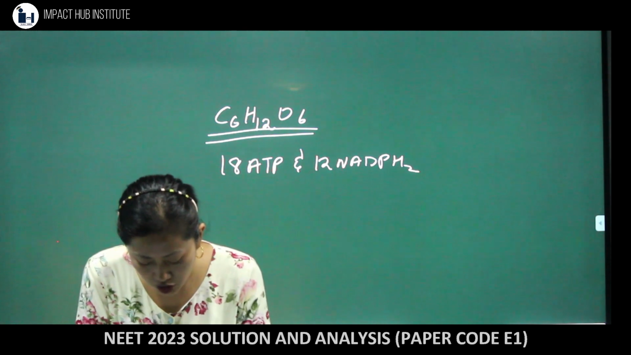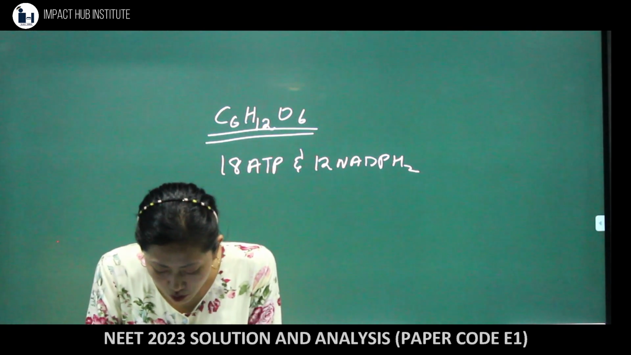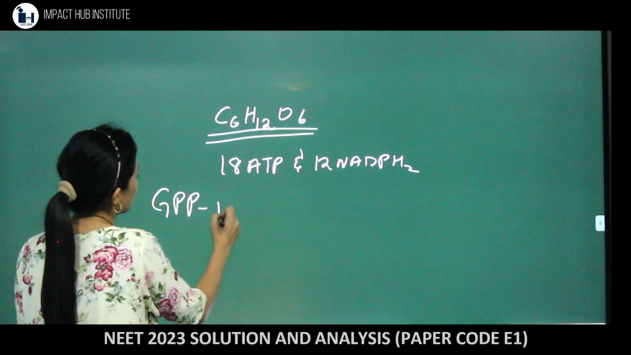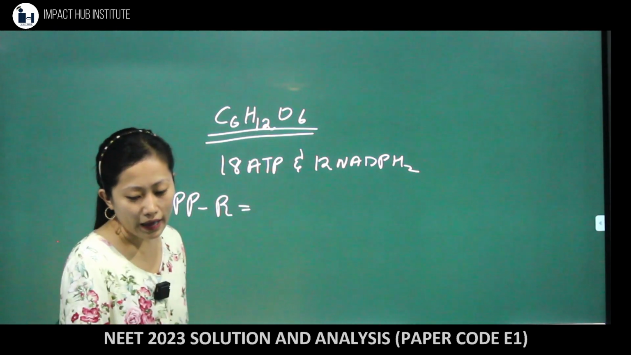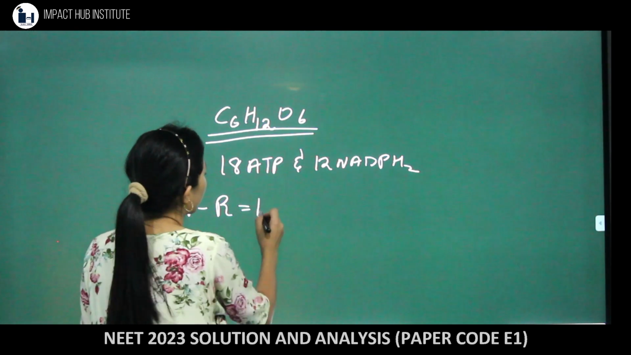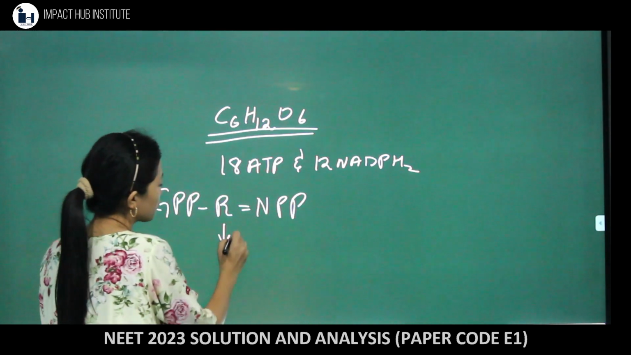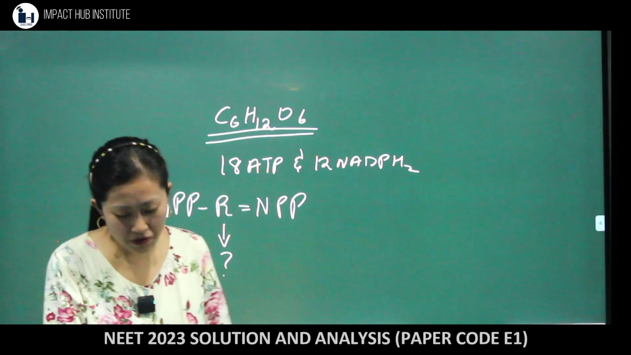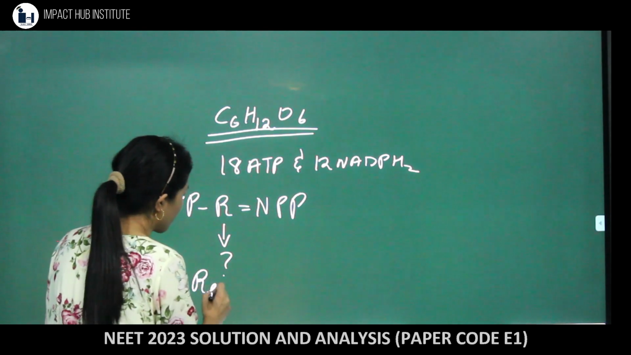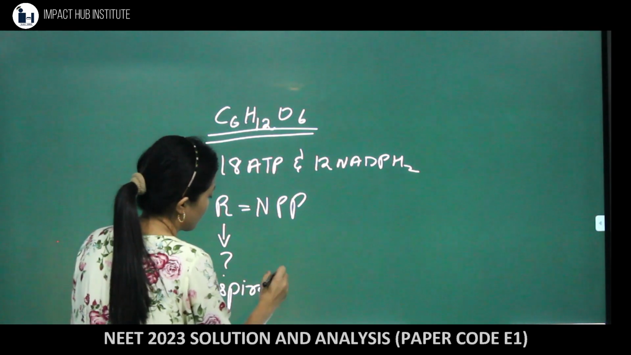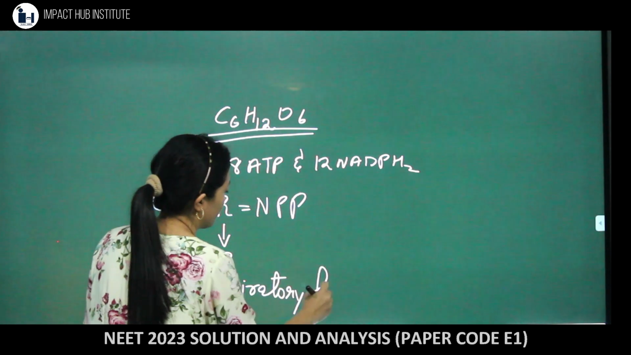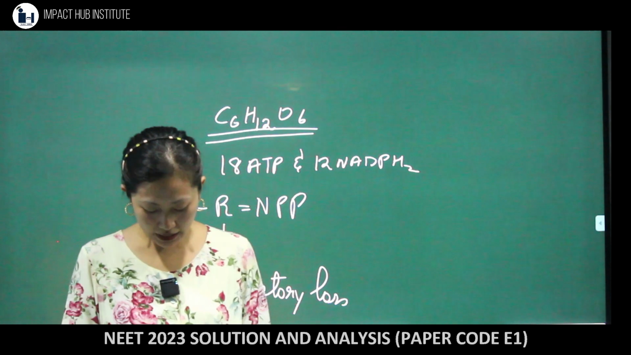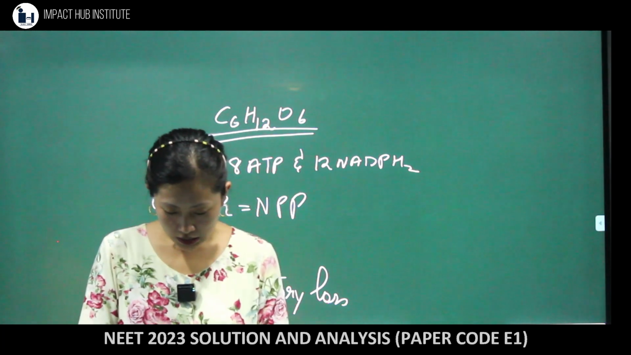Coming to the next one, question number 127. In the equation GPP minus R equals NPP, they are asking what this R stands for. The correct answer is respiratory loss. So for 127, the correct answer is option 3.